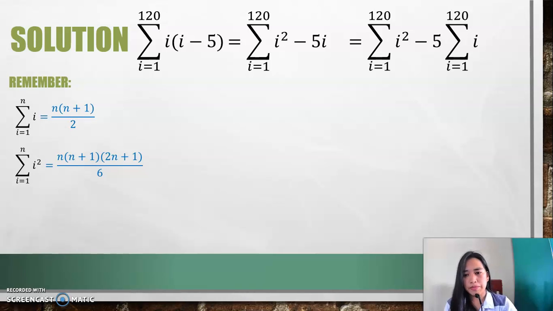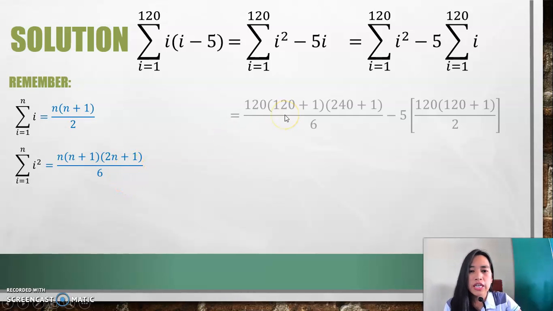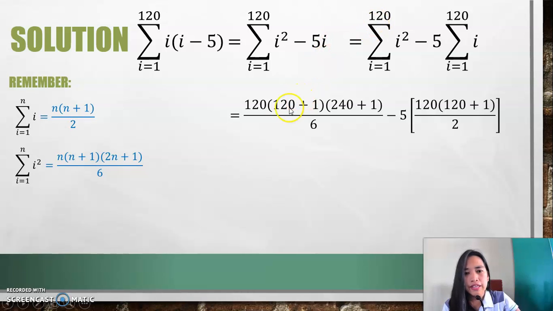Kung maingon po ta og summation of i squared, naa tay formula nga naa diri. So ato siyang i-apply, we will just substitute. So we have 120, then 120 plus 1, then since this is 2n, so 240 plus 1, all over 6, minus 5 times the quantity of n, n plus 1. So we have 120 times 120 plus 1 all over 2. So ito lang siyang i-simplify.